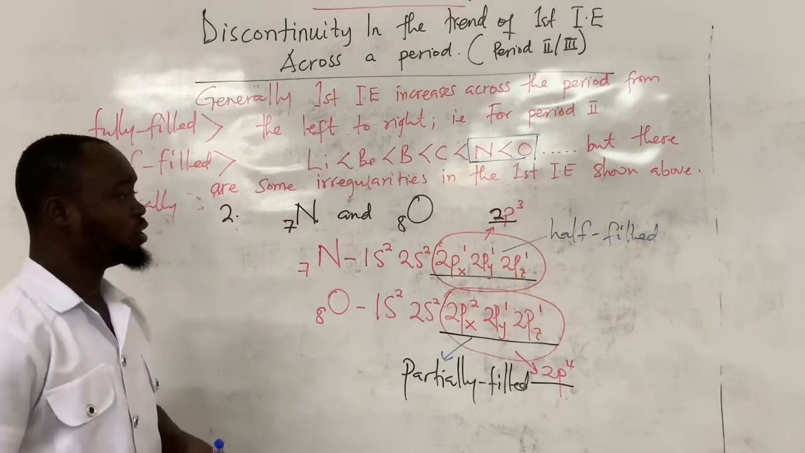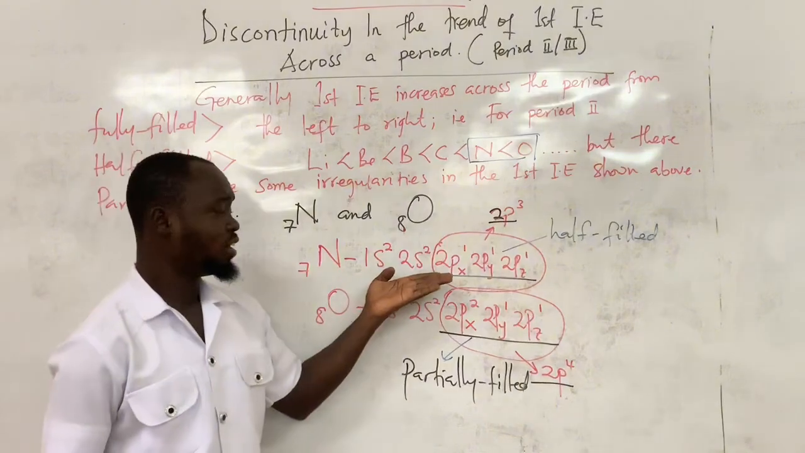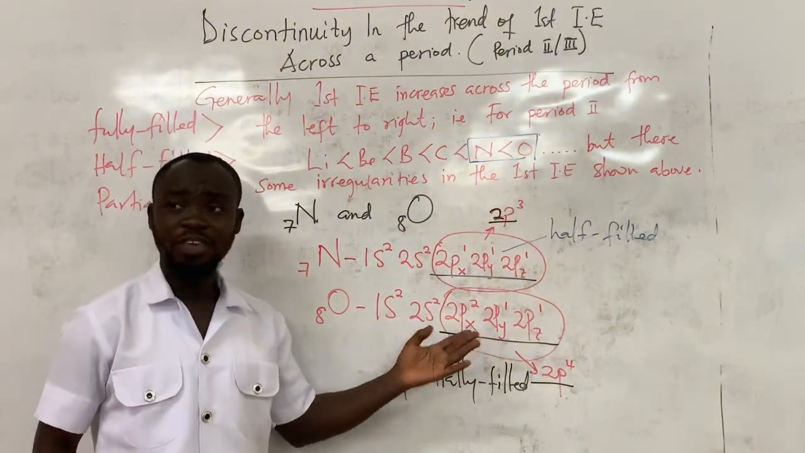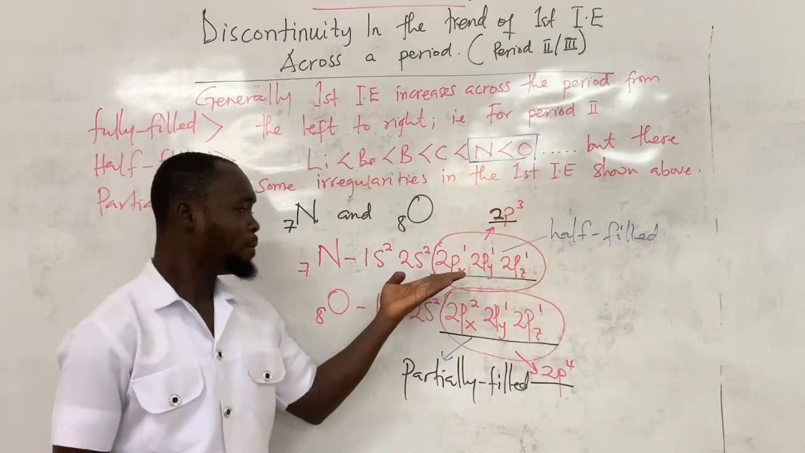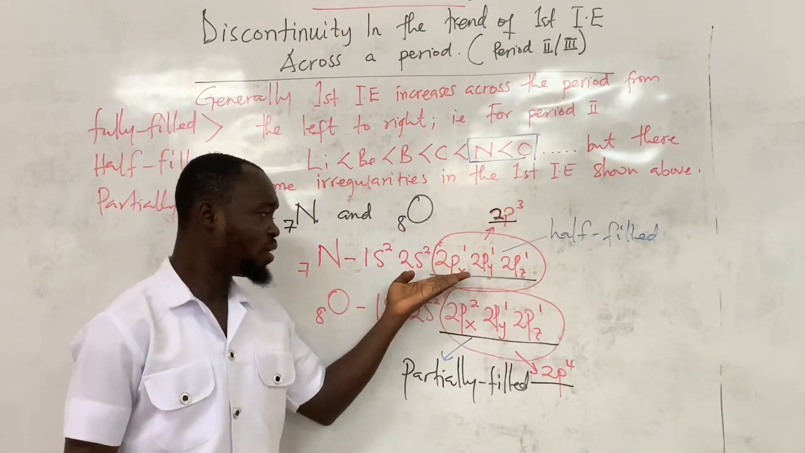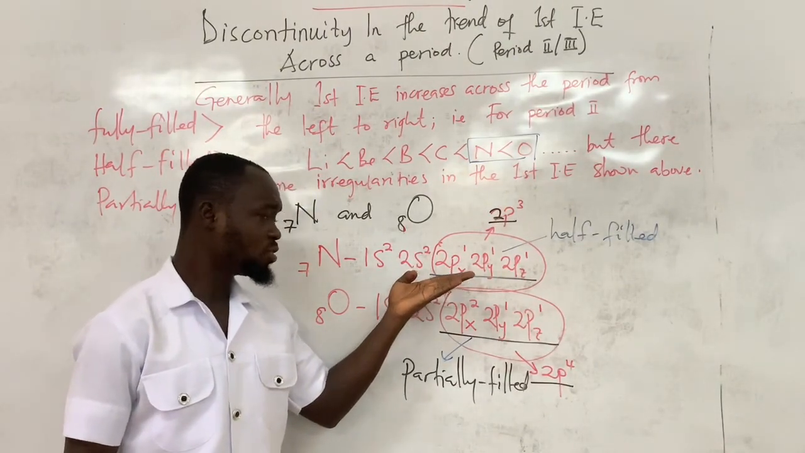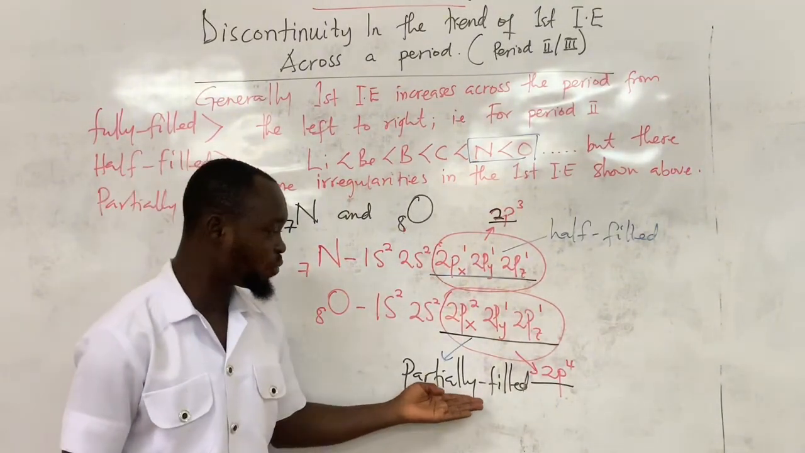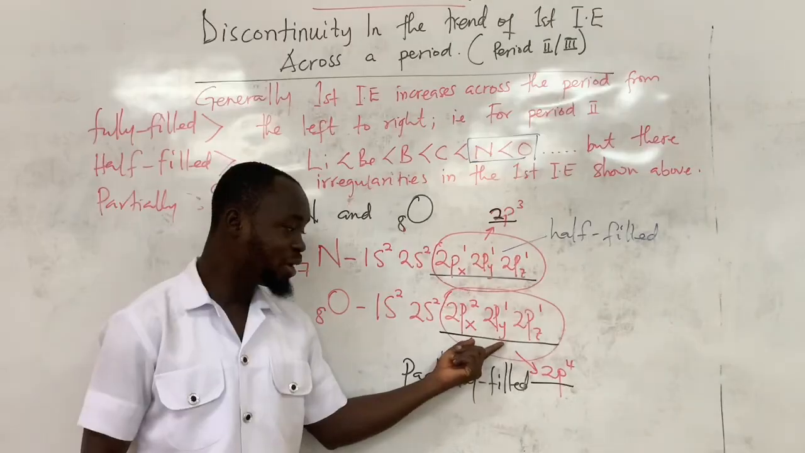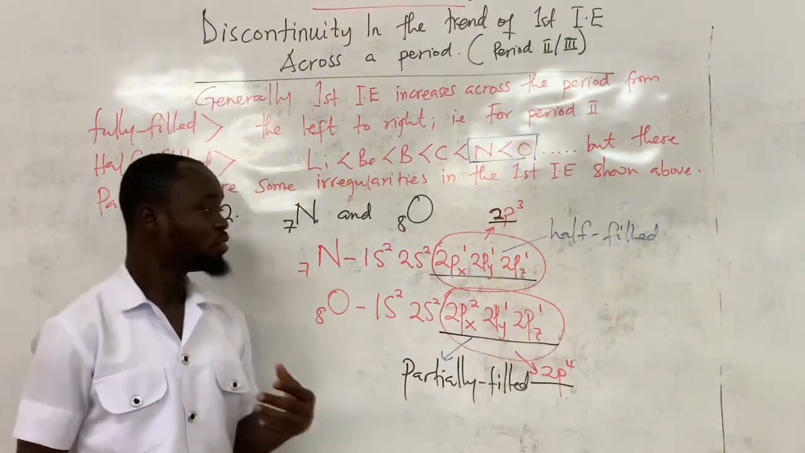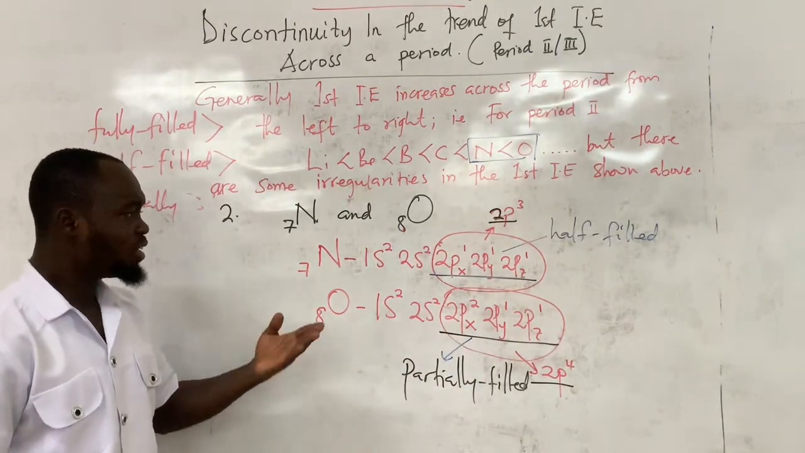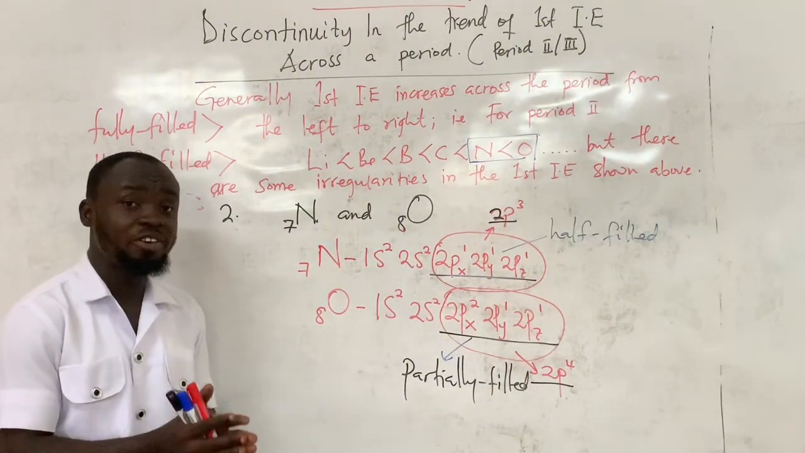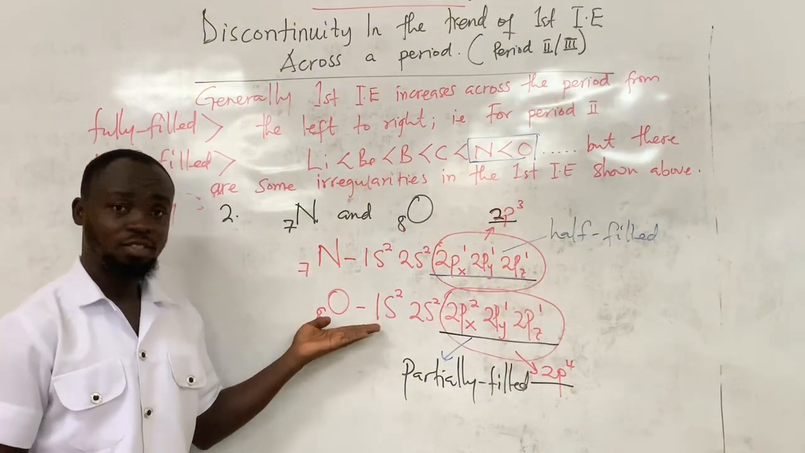Is that okay? So, for nitrogen, half filled; for oxygen, partially filled. And since half-filled orbitals, in terms of the electron arrangements, are more stable than the partially filled orbital arrangement, we expect this one to be highly stable, or very stable, compared to the oxygen.